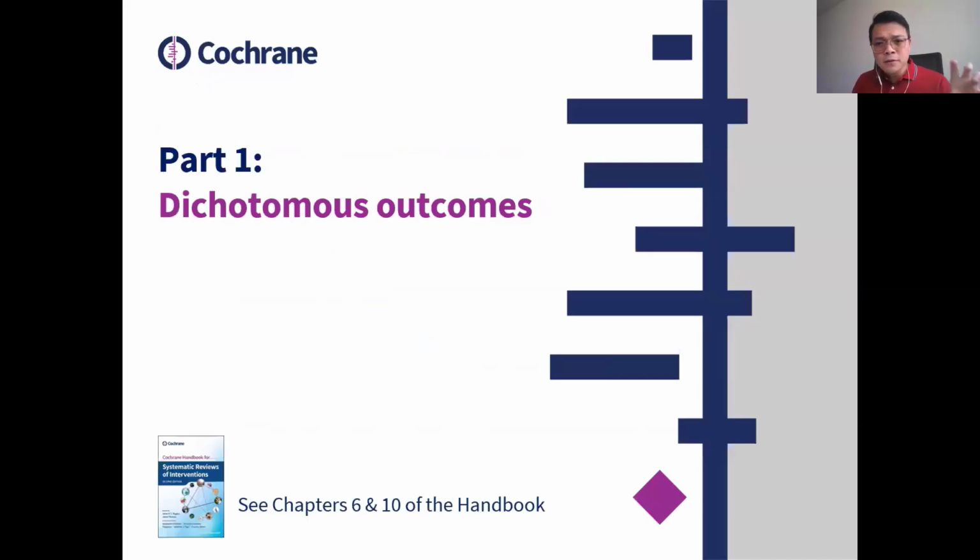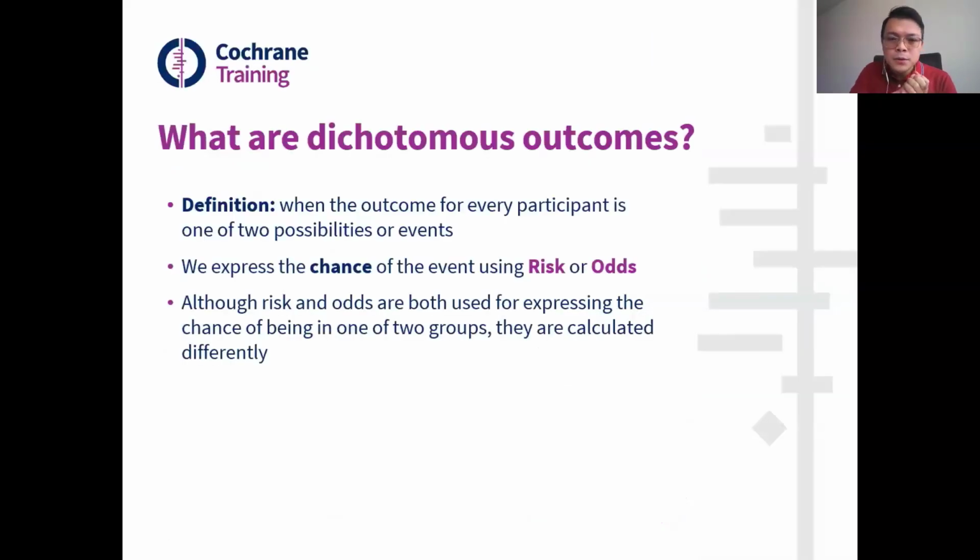So as mentioned, in the first part of this session we'll talk about dichotomous outcomes, and the main reference is Chapter 6 and Chapter 10 of the Cochrane Handbook. So what are dichotomous outcomes? The keyword here is dichotomous, meaning divided into two parts. So for every individual in the study, the outcome falls into one of two possible groups or one of two possibilities or events.